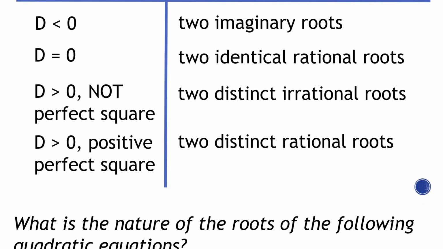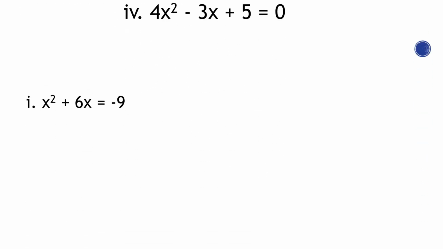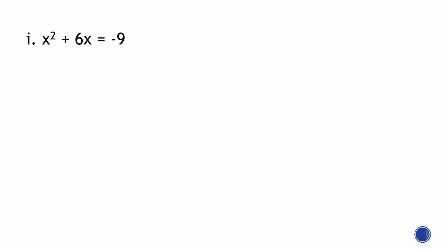Okay, so let's answer the first example here. These are the problems that I'm going to discuss to you. x squared plus 6x equals -9. So what is the discriminant, and what's the nature of the roots? Here we need to add 9 on both sides, because if you remember on the first slide, you need to make sure that your quadratic equation is in standard form. So this is x squared plus 6x plus 9 equals 0.